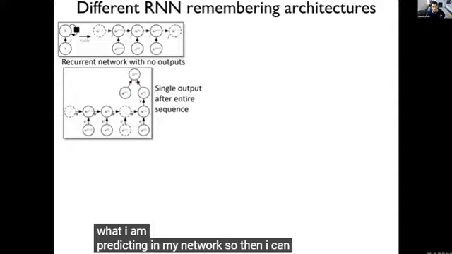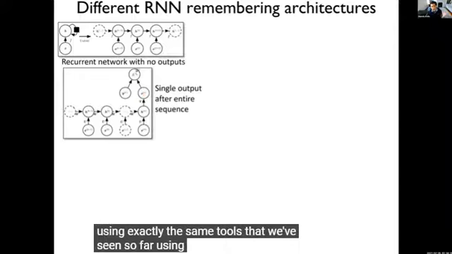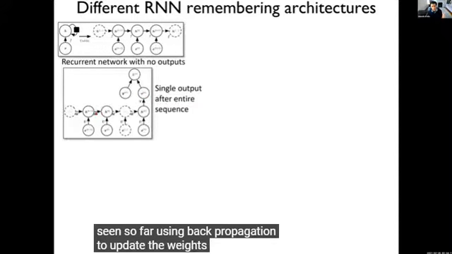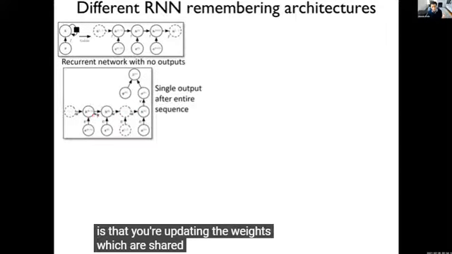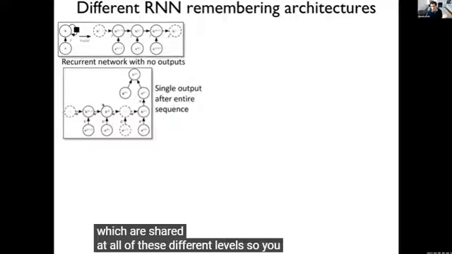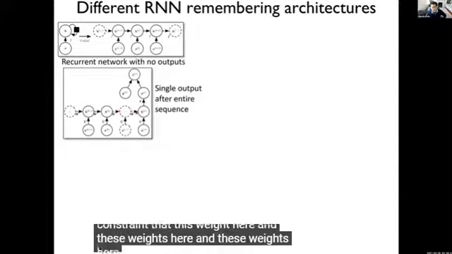Then I can train my network using exactly the same tools that we've seen so far, using backpropagation to update the weights. But what's really cool is that you're updating the weights, which are shared at all of these different levels. So you could unroll your network and then train the weights under the constraint that these weights here and these weights here and these weights here are all the same.